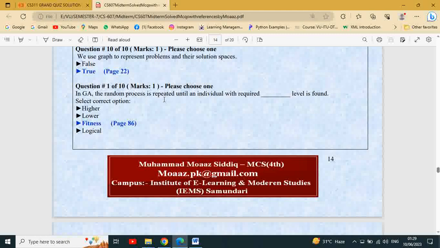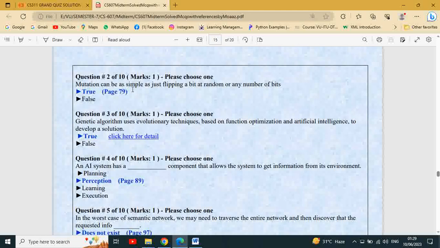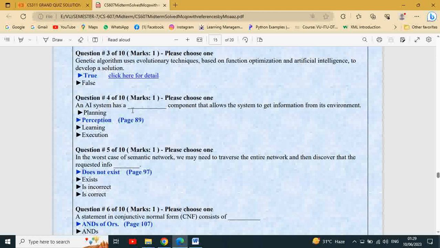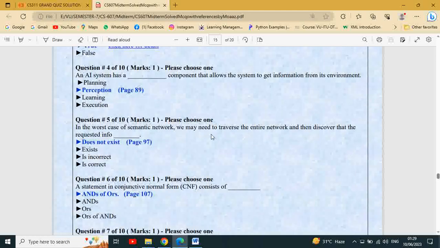In GA, the random process is repeated until an individual with the required fitness level is found. Mutation can be as simple as just flipping a bit at random, or any number of bits. True. Genetic algorithm uses an evolutionary technique based on function optimization in artificial intelligence to develop a solution. An AI system has a perception component that allows the system to get information from its environment. In the worst case of a semantic network, we may need to traverse the entire network and then discover that the requested input does not exist.